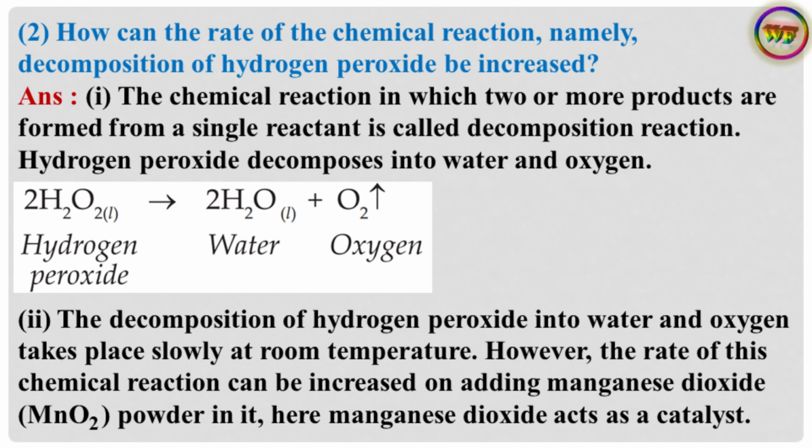Point 2. The decomposition of hydrogen peroxide into water and oxygen takes place slowly at room temperature. However, the rate of this chemical reaction can be increased by adding manganese dioxide powder to it. Here, manganese dioxide acts as a catalyst.